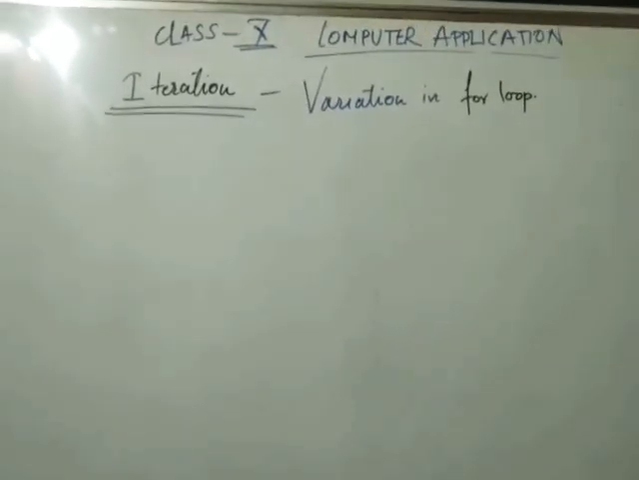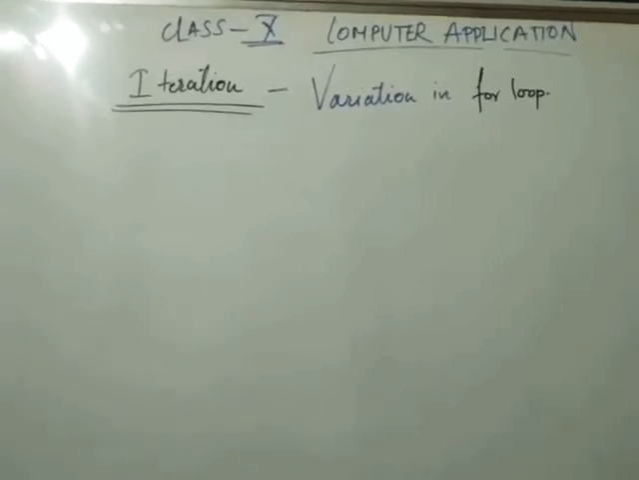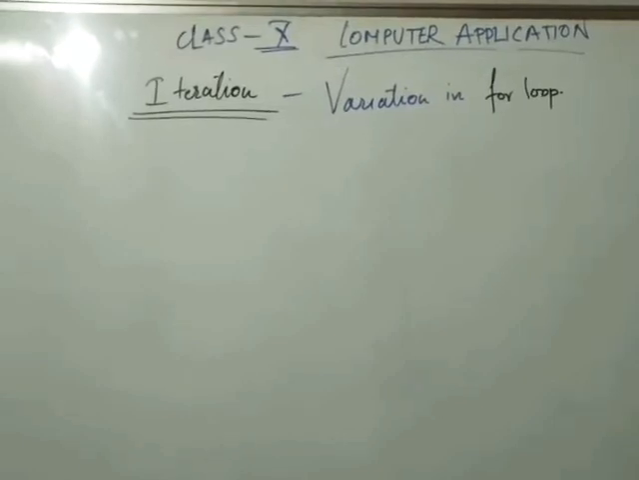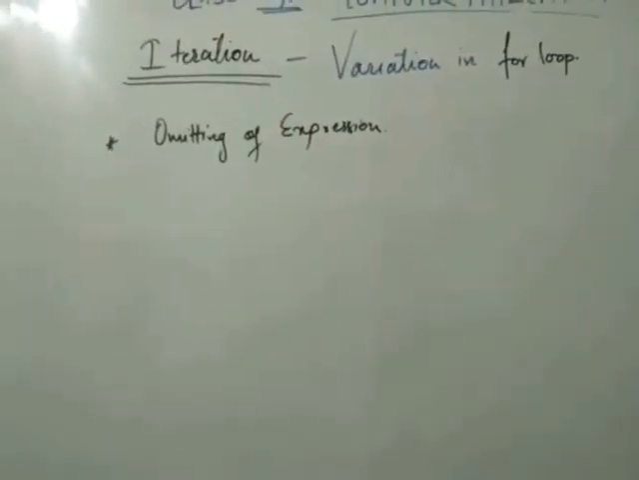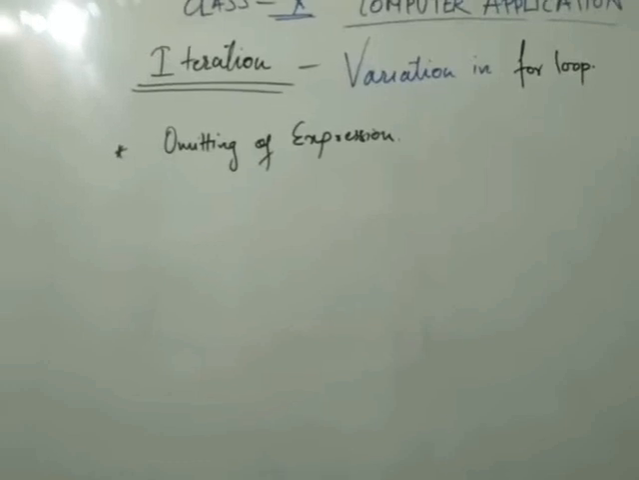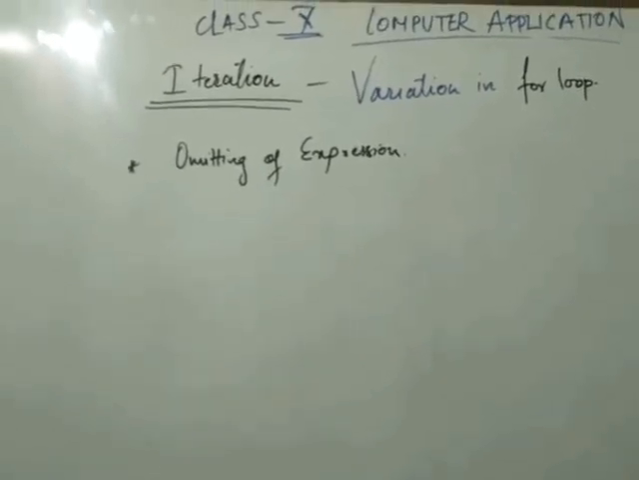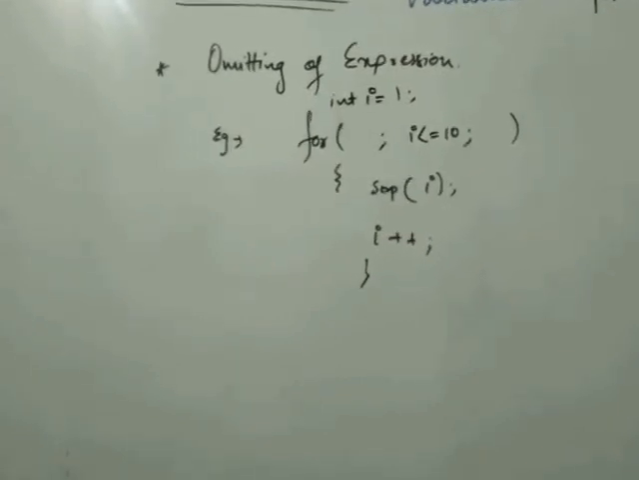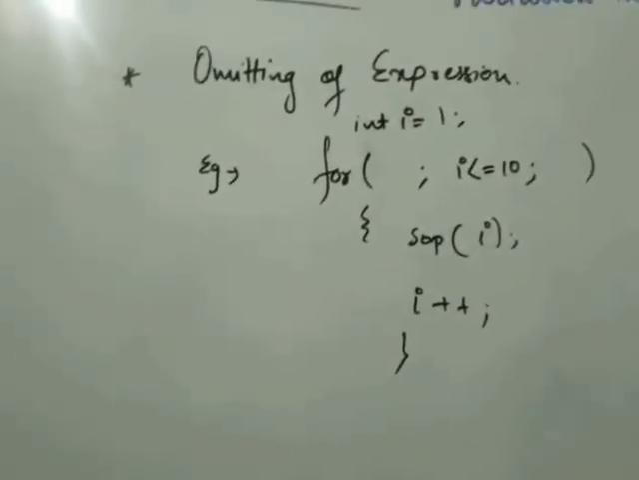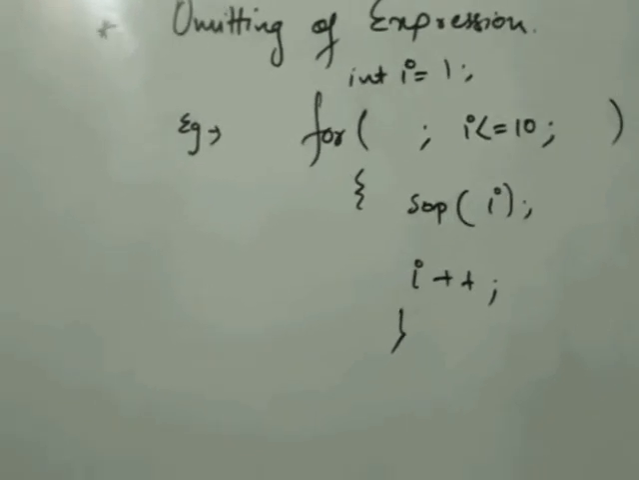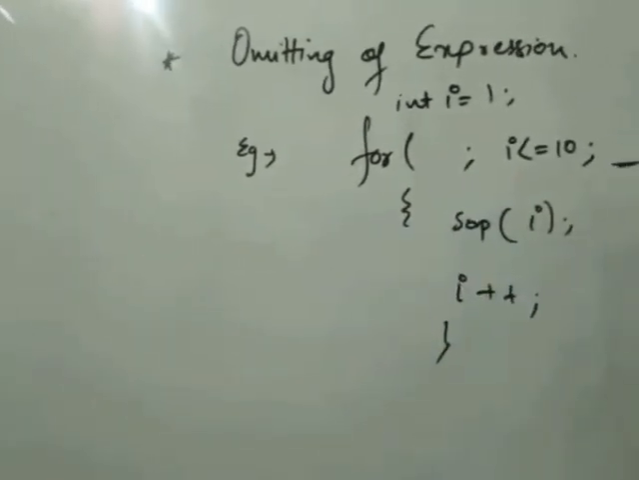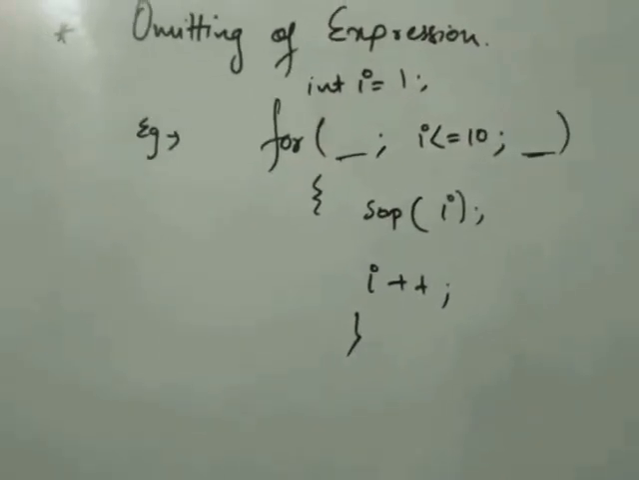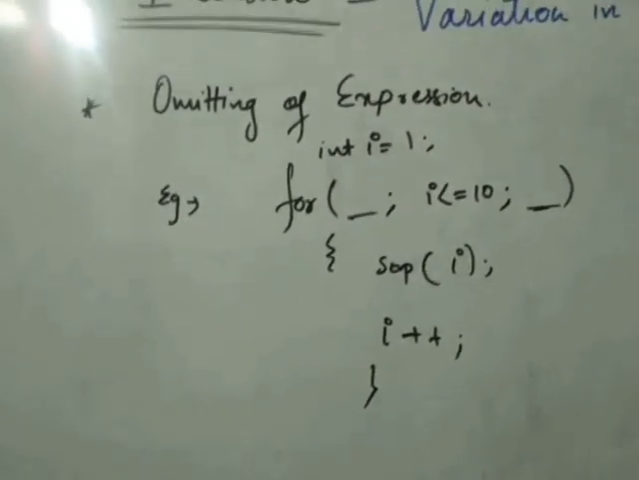The first variation is that we can omit expressions. Omitting expressions can be done when we make a for loop. If you see in this example, in the brackets of the for loop, the initialization step and the increment decrement step, these two steps are missing. But we have not really missed them, just the position has been changed.